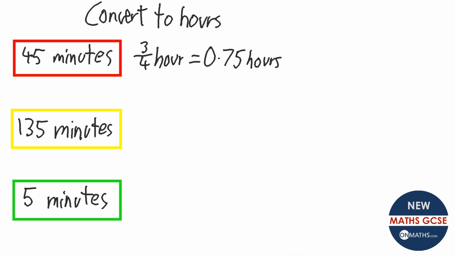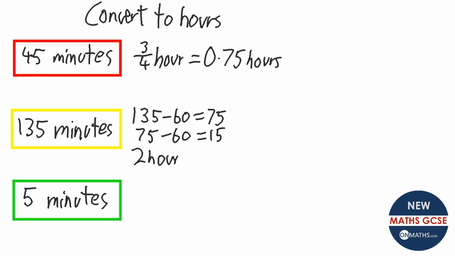Okay, so the next one, 135 minutes. You first of all got to think, how many 60s can I take away from 135? I'm going to start by taking away 60 from 135, and that gives me 75. Then 75, take away another 60, that leaves me with 15. So I've taken away 2 lots of 60 from 135, so we know we're going to have 2 hours in there. And how many left over? Well, 15 minutes.